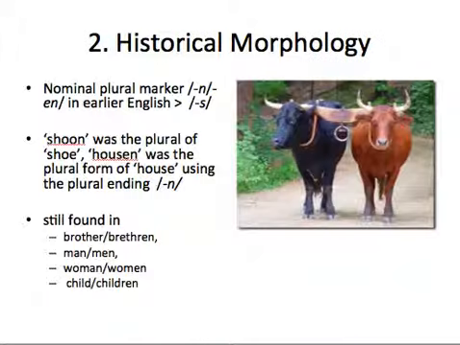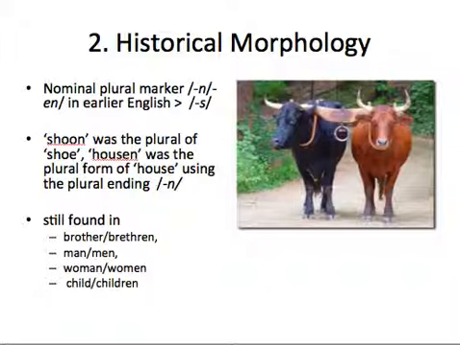Okay, so the next particular element that historical linguists look at is morphology. If you look at that picture there, you'll see that there are two oxen. One ox, two oxen. That particular en or n is historically a very old plural marker, and it was used a lot in earlier English. Originally, you didn't talk about having two shoes, you talked about two schoen, and that was the plural of shoe. In the same way, hausen was the plural form of house.